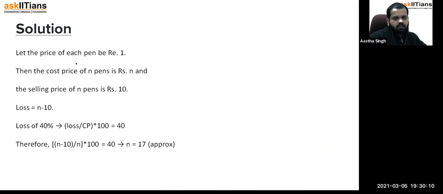So let the price of each pen be 1. So the cost price of n pens will be what? N. We have assumed that the price of each pen is 1, so cost of n pens will be how much? N. And selling price of n pens will be what? Selling price of n pens will be equal to 10. Why? Because it is given that 10 CP will be equal to n of selling price.